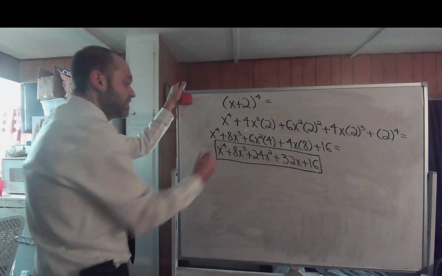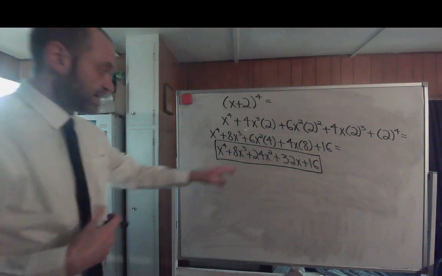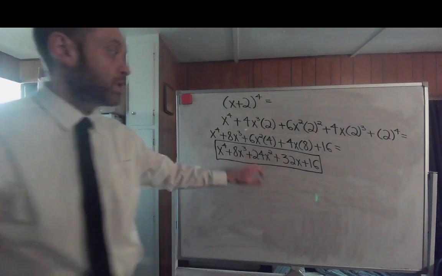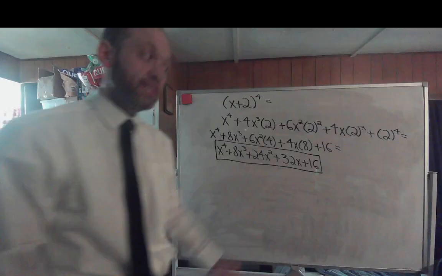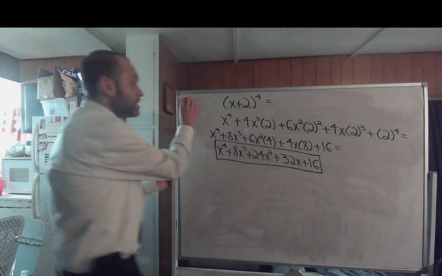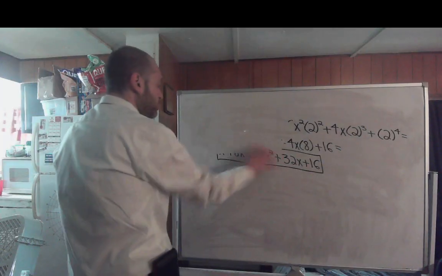So we'll have here x to the 4th plus 8x to the 3rd plus 24x squared plus 32x plus 16. Let's do one more somewhat easier one.